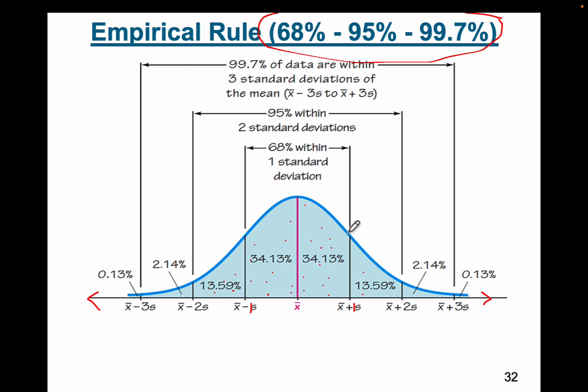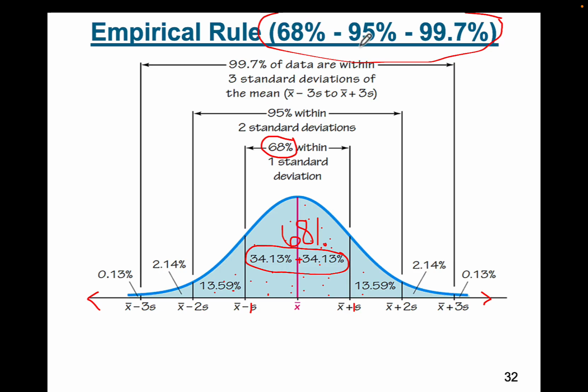It turns out, empirical rule, that 68% of the data will lie within 1 standard deviation of the mean. That's 34.13% approximately, plus this other approximately 34.13%. This right here is how we get that empirical rule, which is approximately 68%. That's why we use the number 68 to start describing the empirical rule.